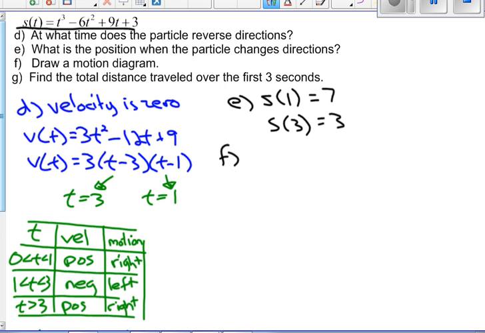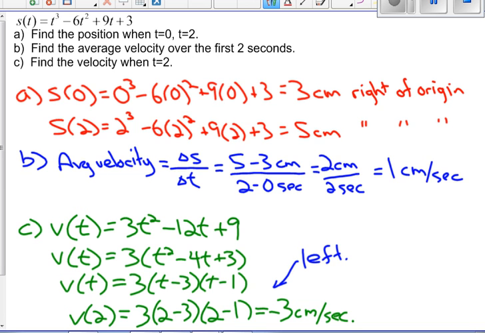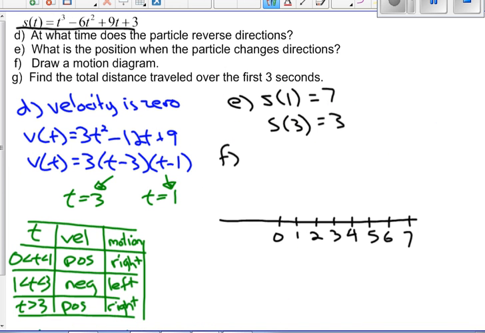F, we're going to draw a motion diagram. So here's what we need to know. What's going on with the motion of the particle? The very first question we asked was, what was the initial position? So s at 0 turned out to be 3. So here is where the particle starts, when time equals 0.